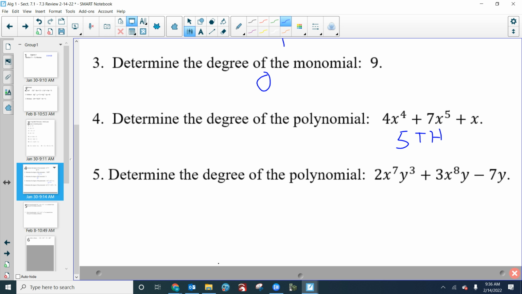I believe there are 3 terms here, Dorian, right? Dorian, what's the degree of this first grouping? 10. What's the degree of this? 9. What's the degree of this? 1. What's the highest one, obviously? 10. Guys, this is a 10th. That's a 10th degree.